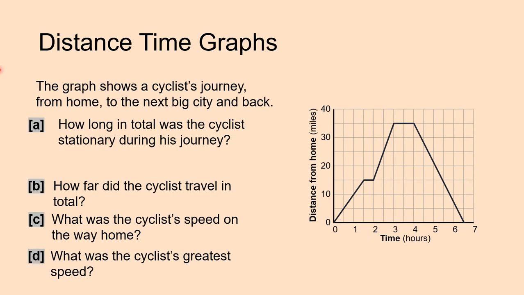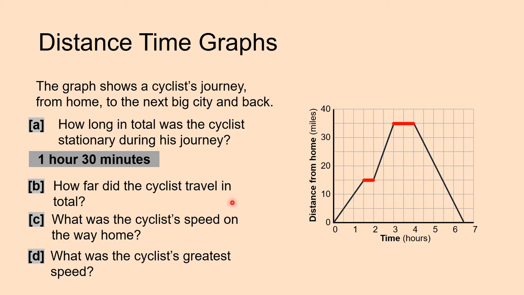Here is a different graph. This graph shows a cyclist's journey from home to the next big city and back. So, how long in total was the cyclist stationary during his journey? So we've got a bit here that goes from 1.5 hours to 2, so that's half an hour. And then we've got a section here that goes between 3 and 4, so that's another hour. So 1 hour plus half an hour is 1 hour and 30 minutes.